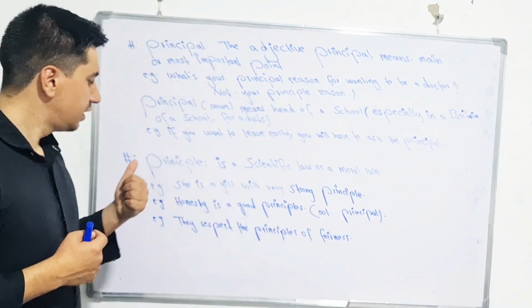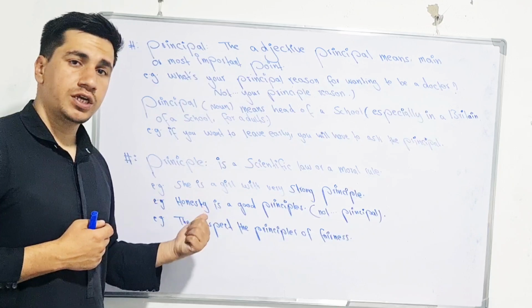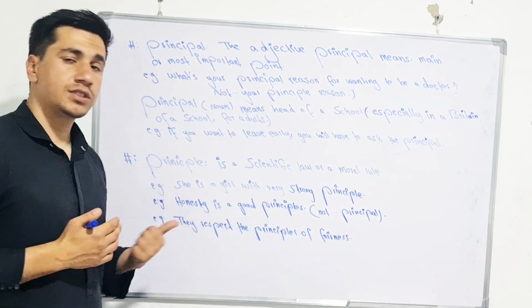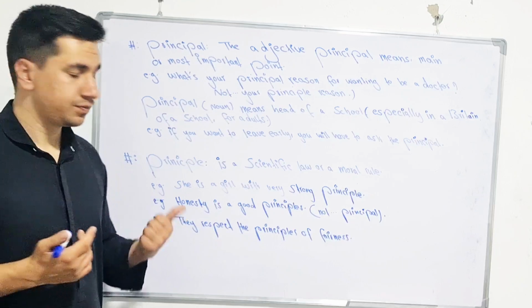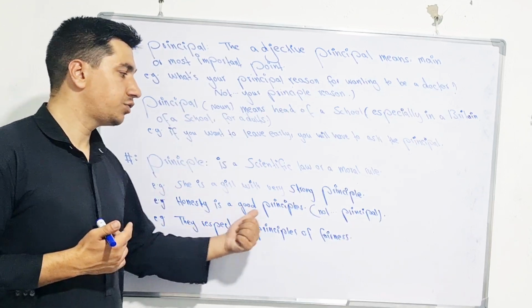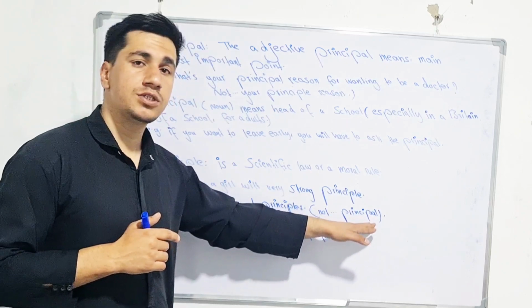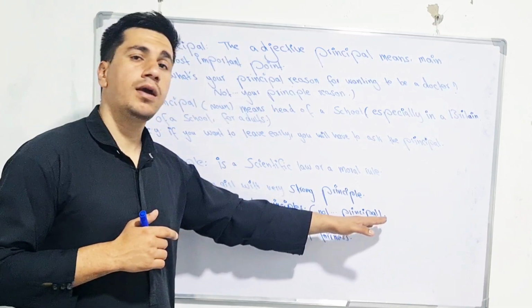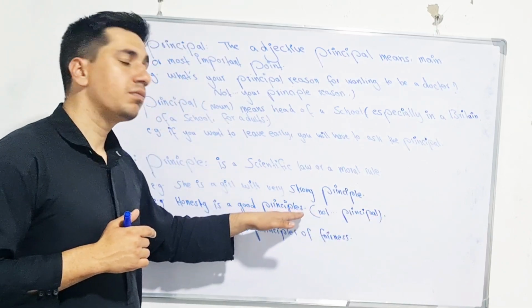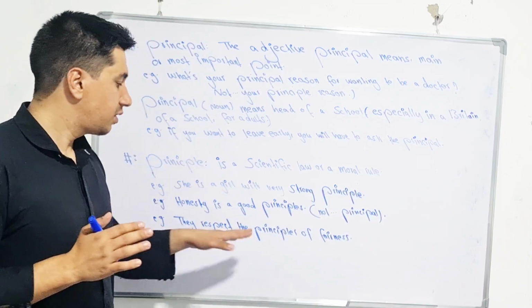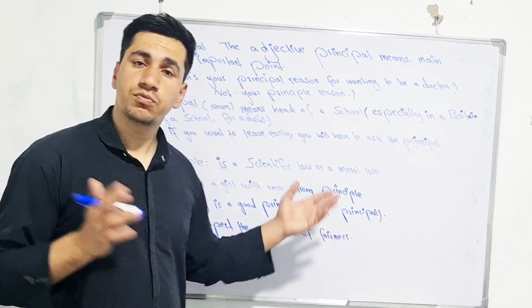So, the next we have is honesty, the word honest, right? The H is considered silent in the English language. We say honesty is a good principle. We are not allowed to say principal there. You see the pronunciation. This word ends with AL, but this word ends with LE, right? So the next we have is respect, the principle of fairness.